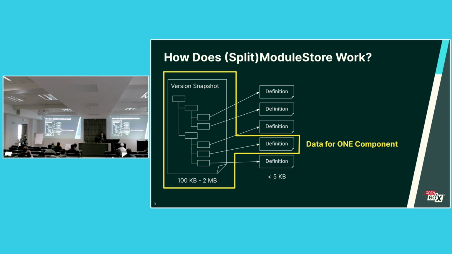The bad thing about this from a technical point of view is that in order to get data for one component, you not only read the small definition document for that one component, you have to read the giant version document as well. The same thing goes when you're doing a write. You have to write this snapshot for the new version, for every edit.